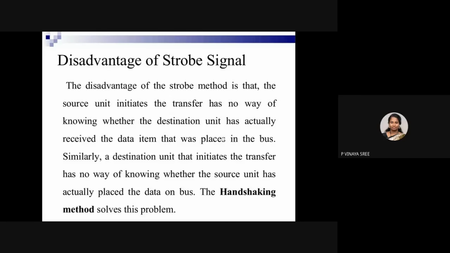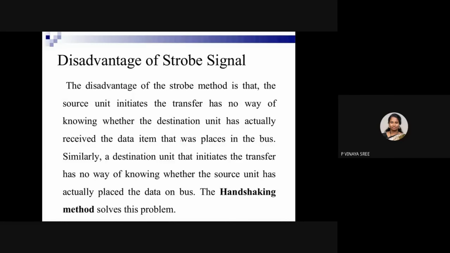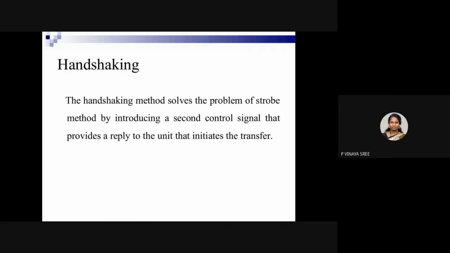So, these are the disadvantages of strobe. So, we are going for a handshake. In this handshake, we are using two control signals, whereas in a strobe, we used only one control signal. And in this, we are using the control signals for getting an acknowledgement from the destination unit if it is source initiated data transfer, and for getting an acknowledgement from the source unit if it is destination initiated data transfer.